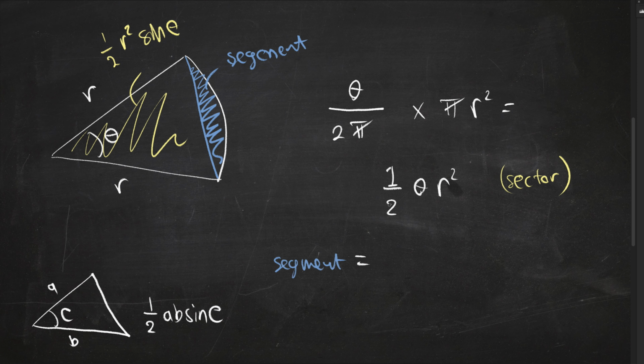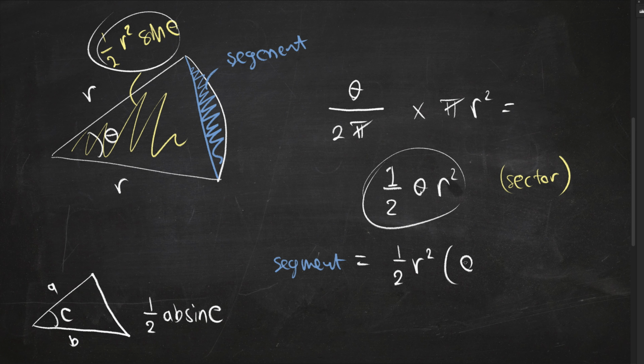What we're doing now is this one minus that one, and you can see the half and the R squared factor, and you get this nice little formula: a half R squared times (theta minus sine theta). Again, that's kind of A-level stuff. That's the formula for this segment. Now, if you add two segments up, you get the lens.